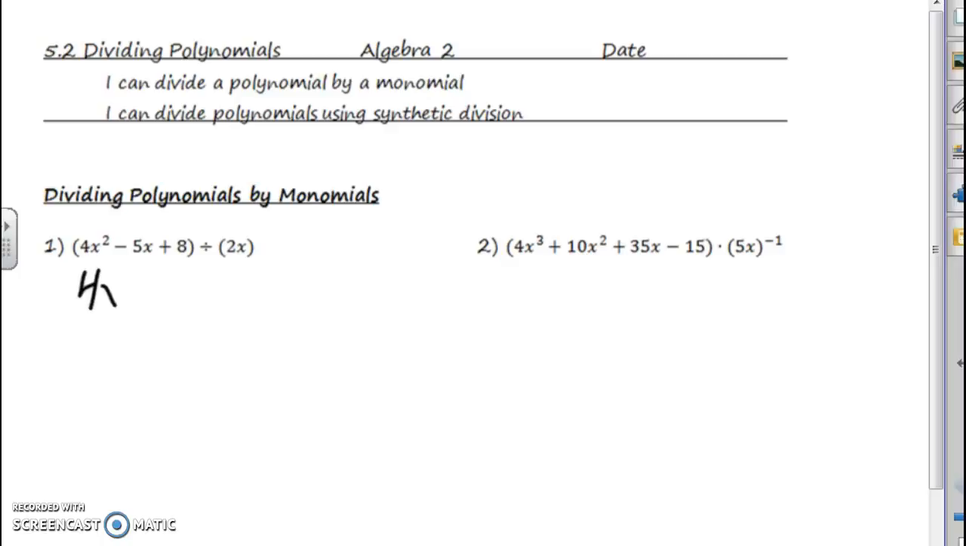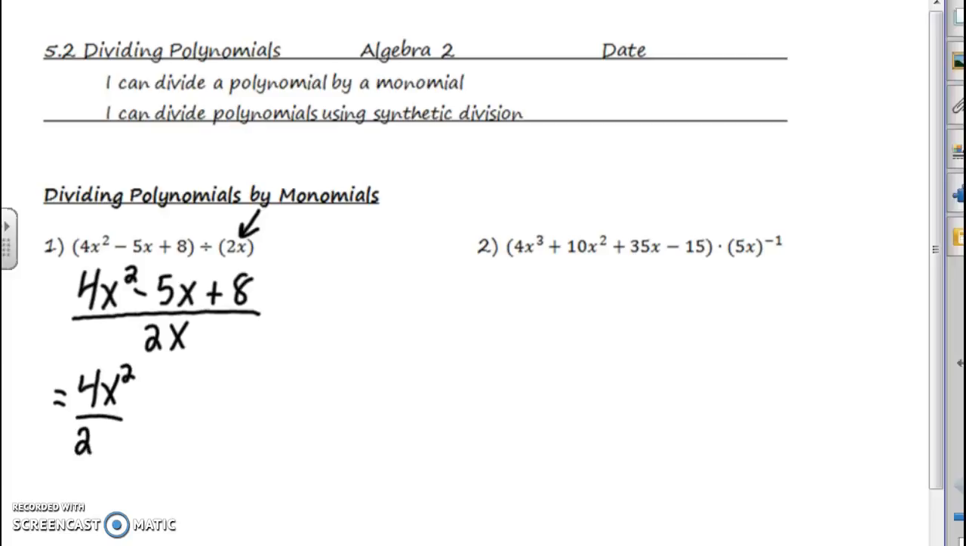So when we do these, dividing by polynomials, the first thing that you have to do when you set them up is you have to notice that it says you're dividing by 2x. So that means that all of this is being divided by 2x, which you can then change to individually divide each part because it is monomial. So you can do it this way if you want.